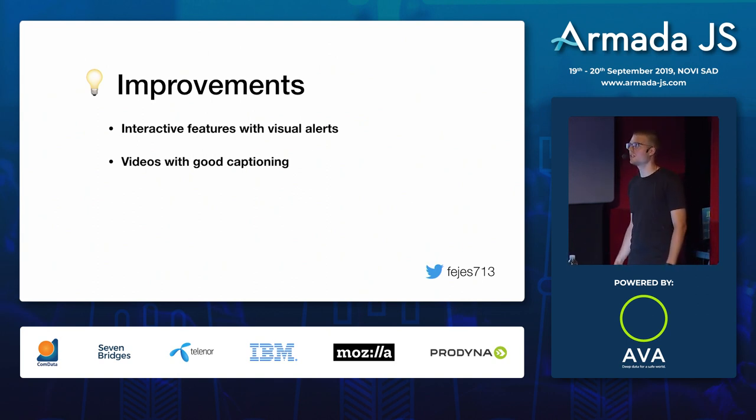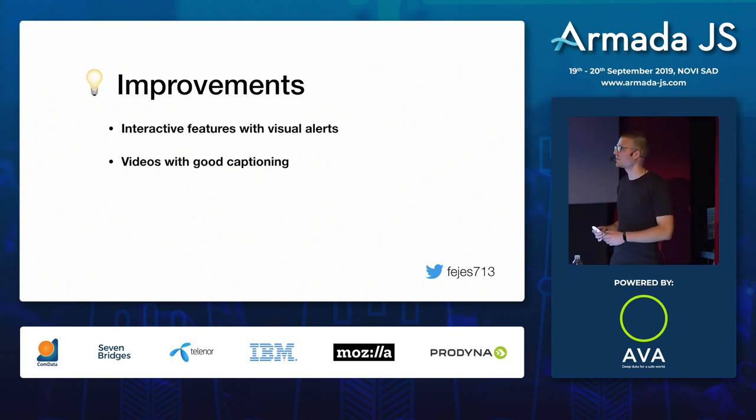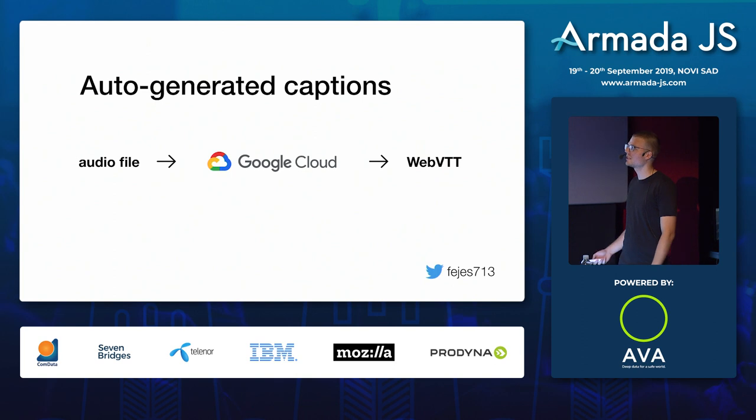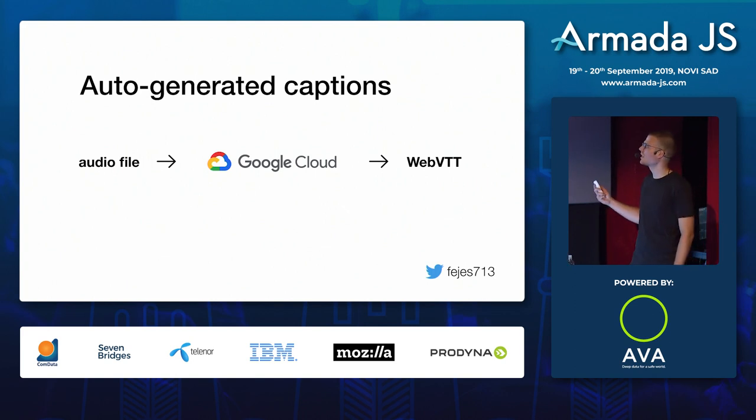And we should focus on videos with good captioning. A lot of companies that generate subtitles dynamically use this technique. They extract the audio from the video file and send it to a Google Cloud service called speech to text, and it outputs a WebVTT format which we can use in our videos to have custom captioning.